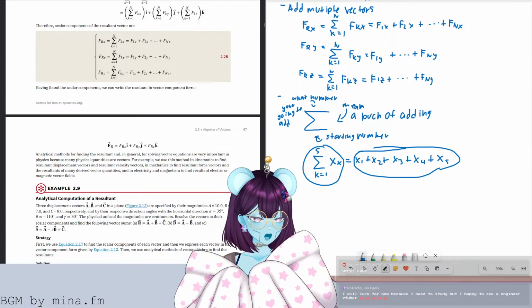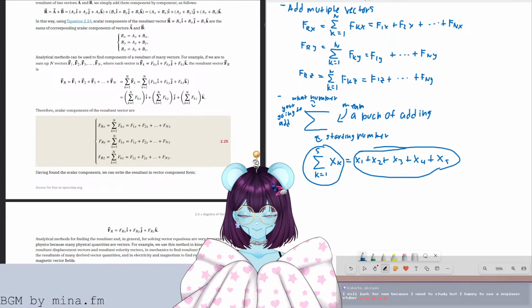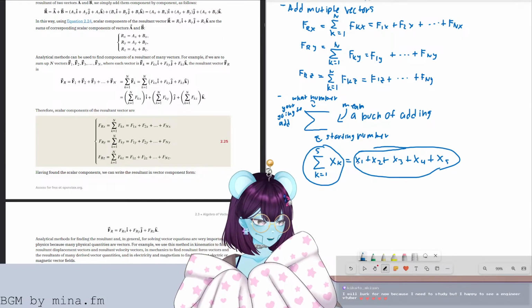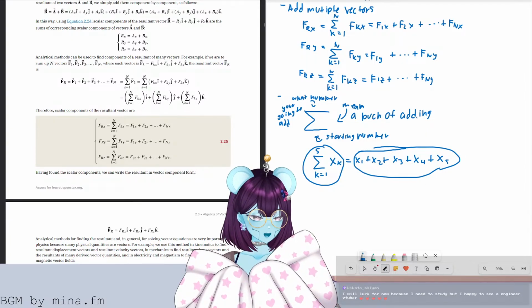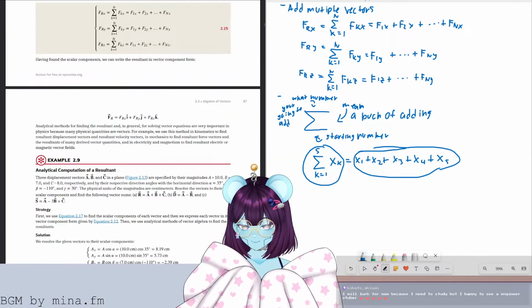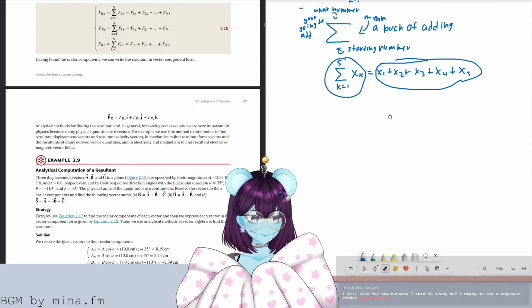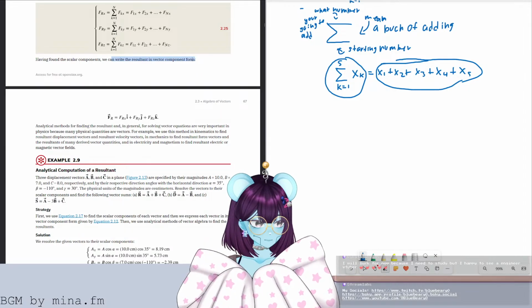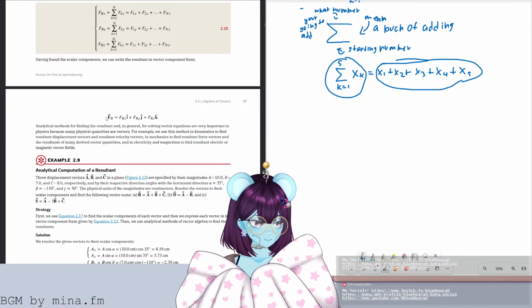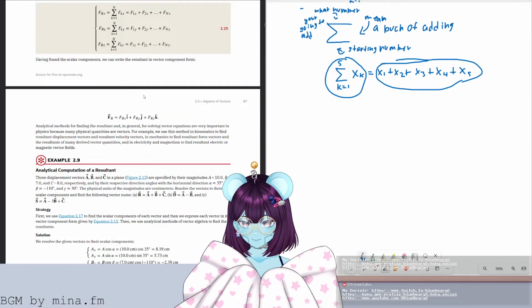So yeah, that's how you read this summation symbol. It's not that scary, it just looks scary because it's a Greek letter. But you just keep adding. It's basically a bunch of adding. Okay, having found the scalar components, we can write the resultant vector in component form, and we get that as our resultant.